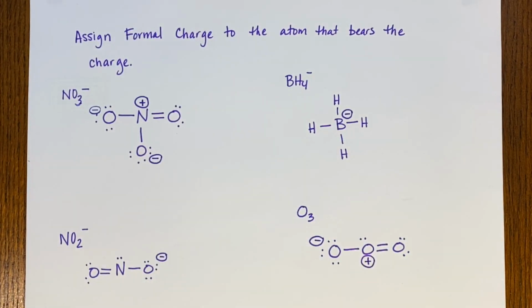So in the structure of ozone, we have formal charges, but notice that our formal charges do add up to the overall charge of the neutral molecule, and that is 0. So if we were drawing the Lewis structure for ozone and you were asked to specify the formal charges on the atoms that bear the formal charge, this is the structure that you would show.